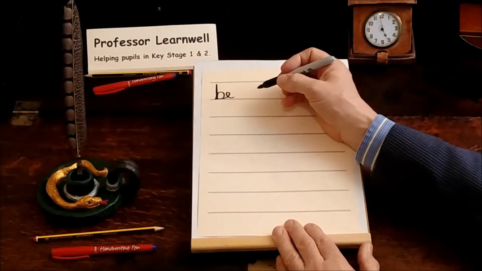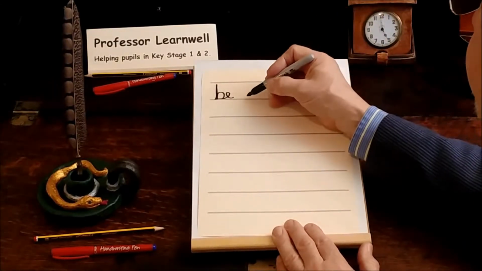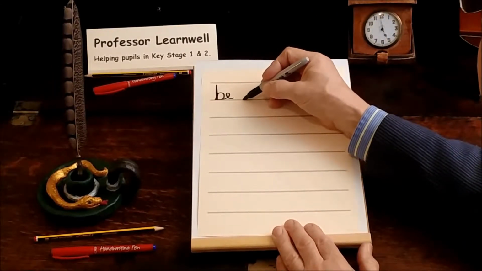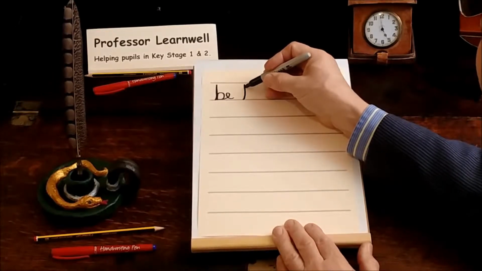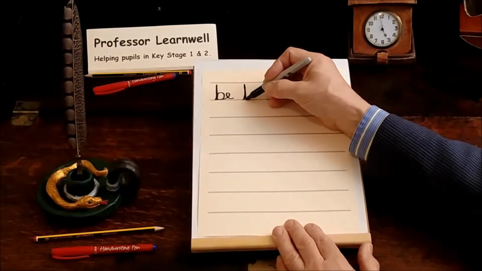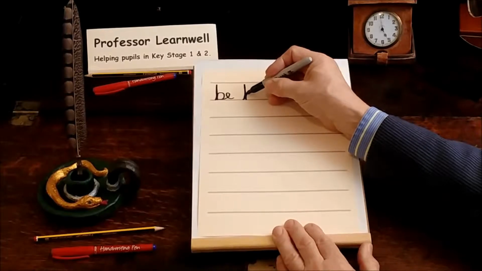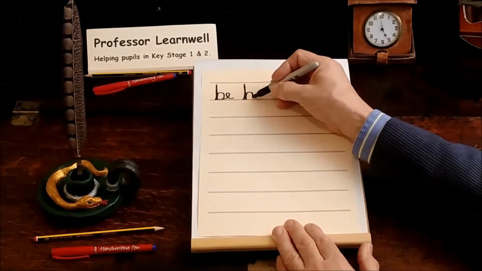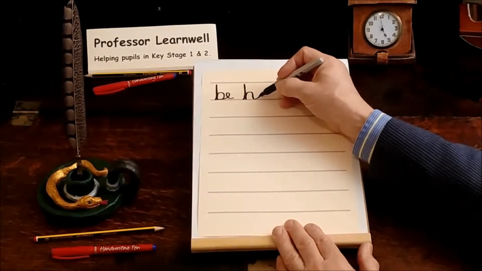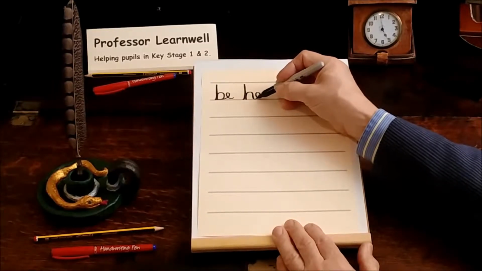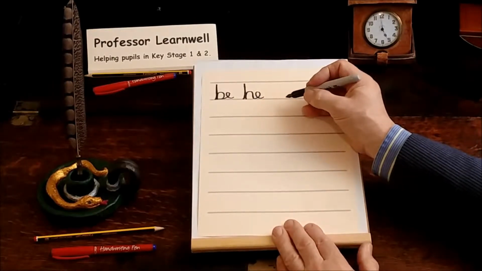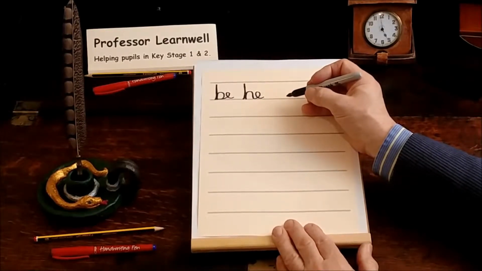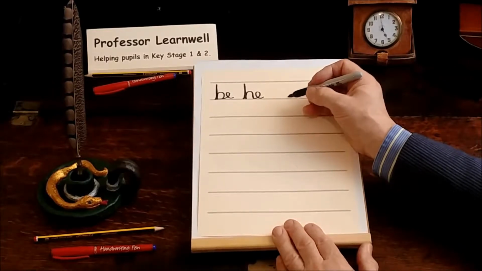Our next word is the word he. On the line we start as usual, back down to the line, bounce back up, curve over to the right, lead out to form the letter E, and lead out and lift. So we've got the word he, such as he is going to school.